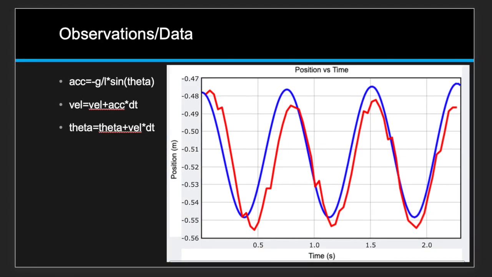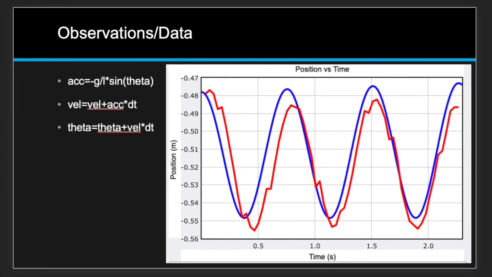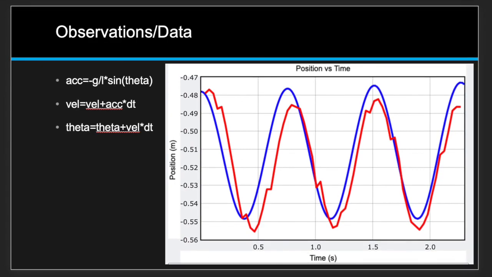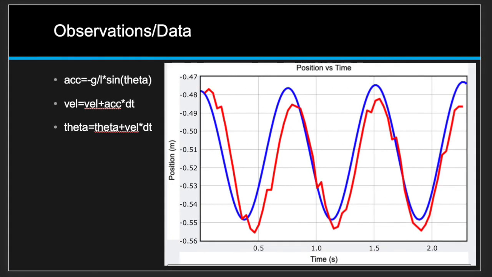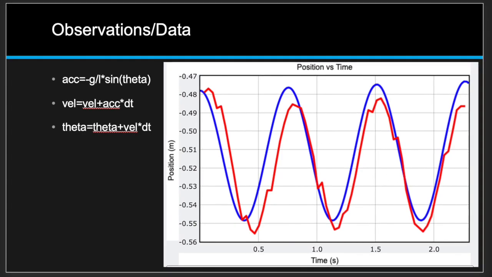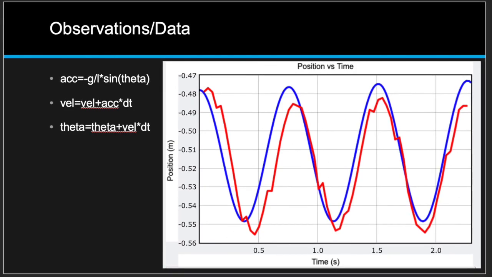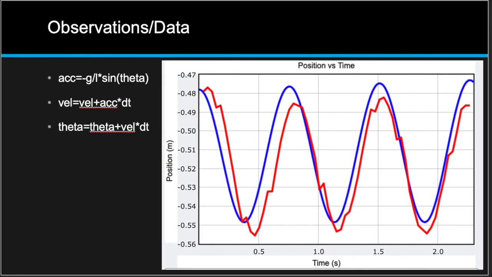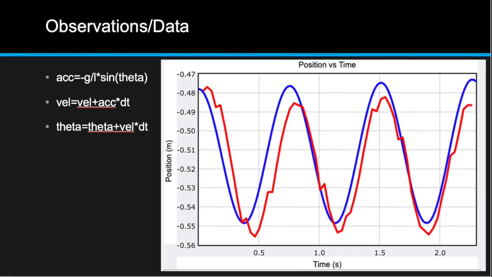So the acceleration was negative g divided by the length of the string times sine theta, and theta is the angle between the string and the vertical. Then for the angular velocity, it was the current velocity plus the angular acceleration we just solved for times dt, and dt is the time interval between every data point. In this case it was 0.0018, because that's how much time there was between each point in the tracker data. Then to find the angle, it was theta plus the angular velocity we just solved for times dt, which, like I said just now, is 0.0018.